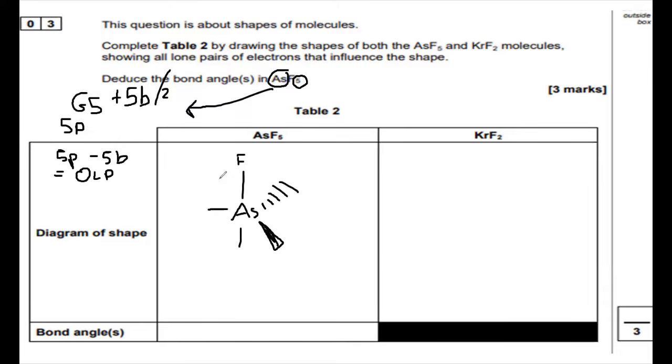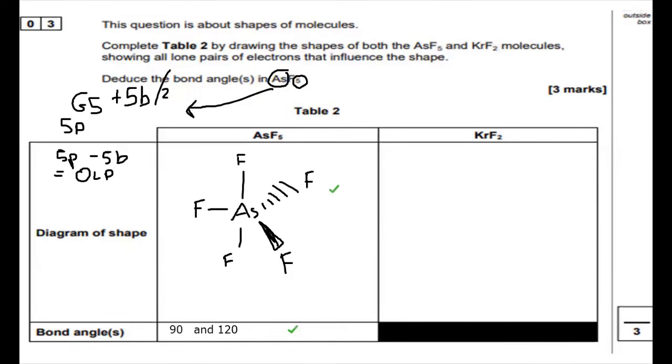And they arrange themselves. When you have 5 bonded pairs of electrons around the central atom and no lone pairs, we get this shape. The dashed line means going into the paper, and the solid black line is coming out of the paper. And this is known as bipyramidal. It doesn't ask us for the name, but it's called bipyramidal if you wanted to know. And the bond angles are 90 and 120 degrees. So there are the bond angles. So that's going to score us 2 marks for that.